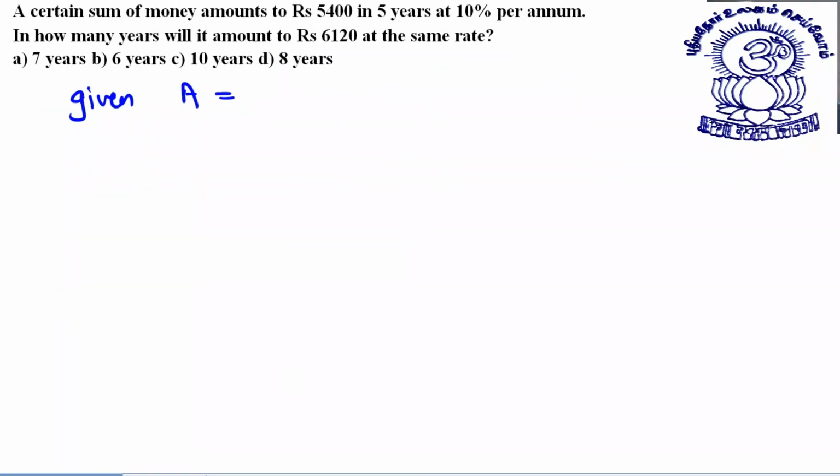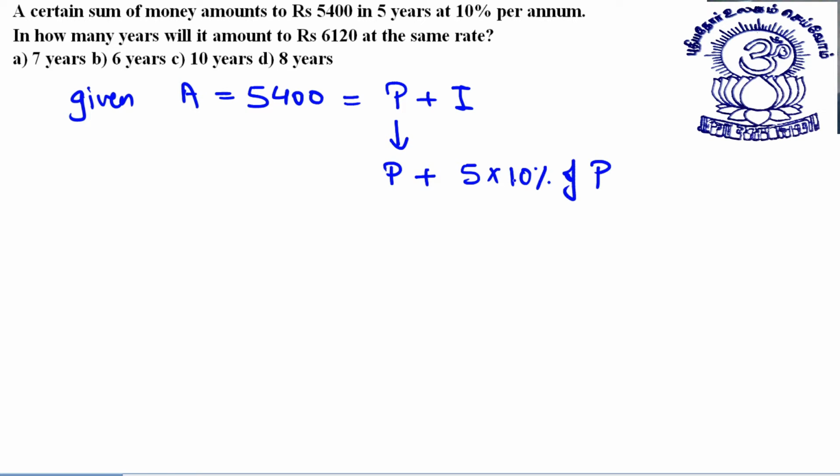So I was saying the amount is given to us as 5400. Okay, we already know this amount is equal to what? This amount is principal plus interest. Okay, now this is principal, fine. Interest is what? 5 into 10% of the principal. See, interest is always calculated on the principal. So 5 years at 10% means 50%.